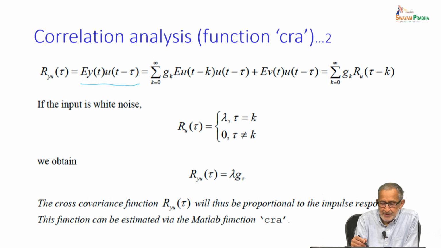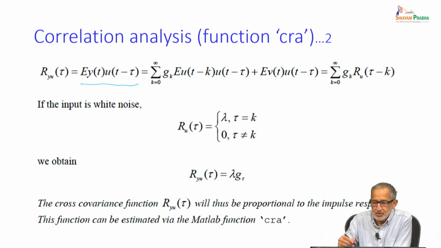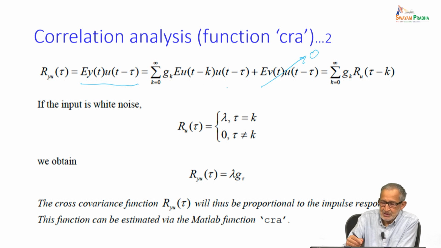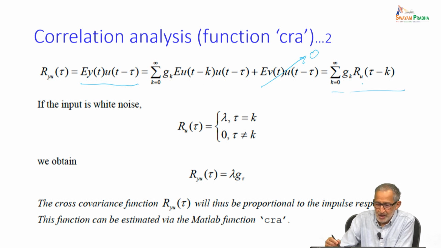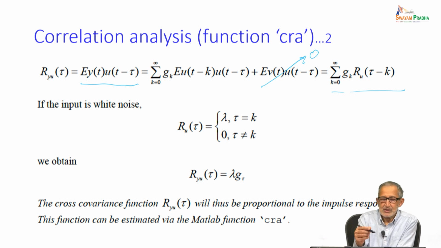We multiply everything by u(t minus tau) and apply the expectation operator. It turns out, because v and u are uncorrelated, this term becomes 0, and all we have is these terms here. So r_u(tau minus k) is the cross covariance between the output and the input with lag k.